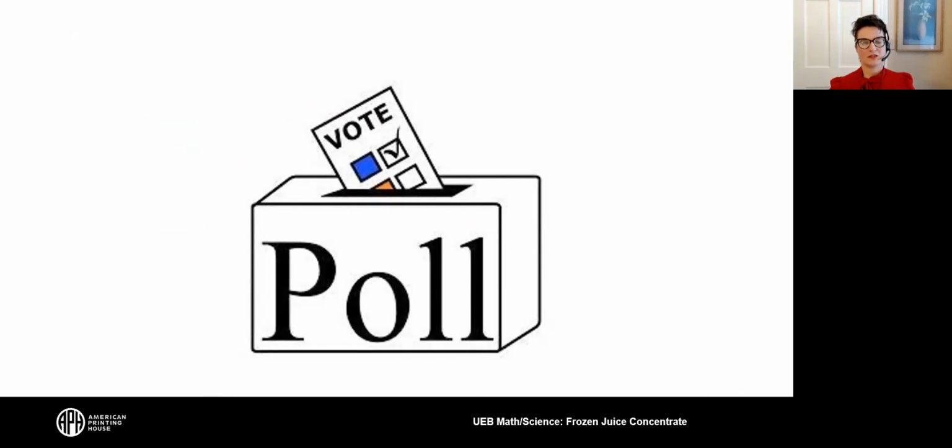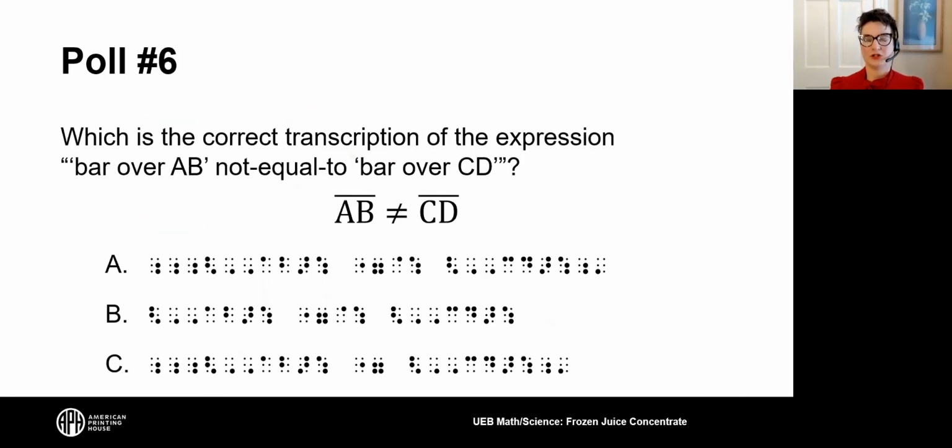For those of us who are here live today, let's do another question about which is the correct transcription of the expression bar over AB not equal to bar over CD.